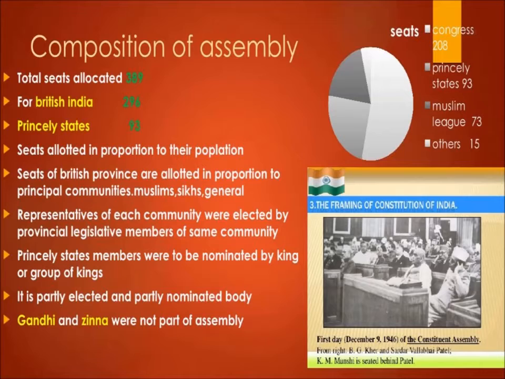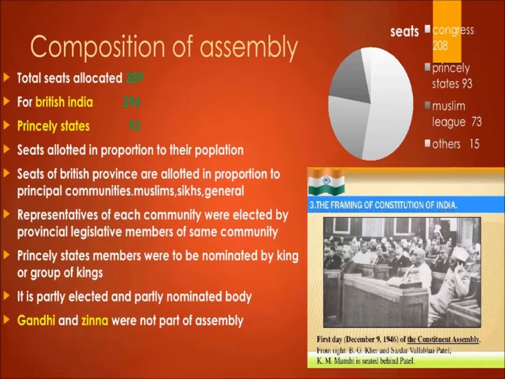Seats of the British provinces were allotted in proportion to the principal communities: Muslims, Sikhs and General. Representatives of each community were elected by the provincial legislative members of the same community. Princely states' members were to be nominated by the king or a group of kings. So the princely states' share was partially nominated and partially elected.